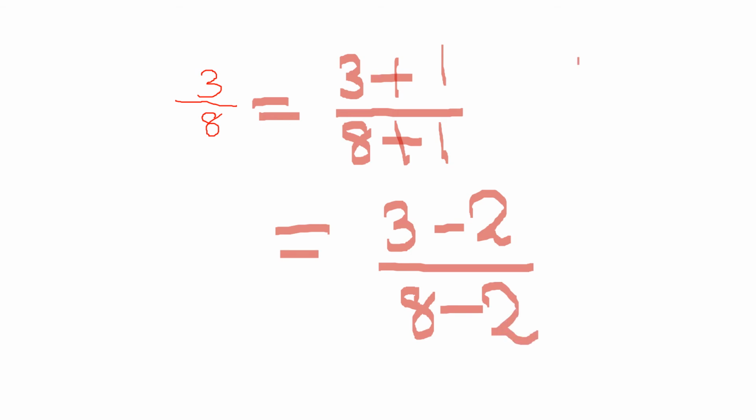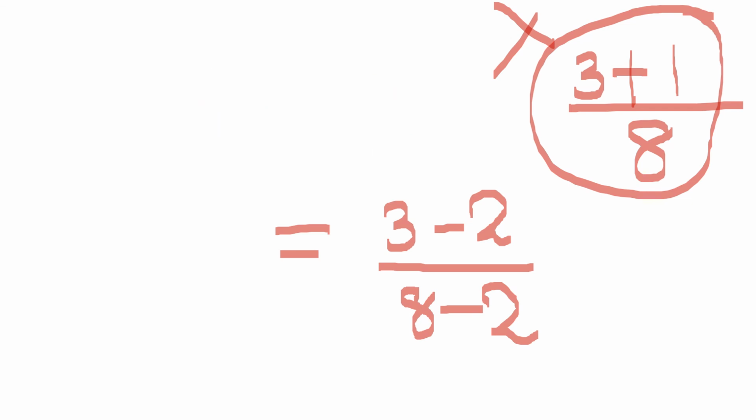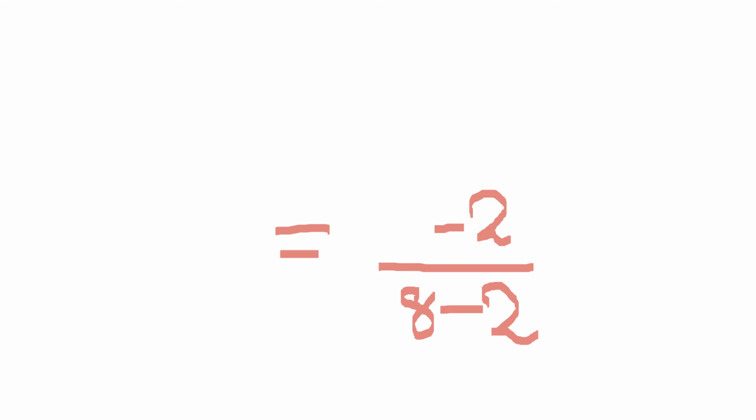So you can never do this. You add 1 to the numerator and you just leave the denominator as it is. No, this is completely wrong. You can never do that. Whenever you are working with a fraction, make sure that whatever you do to the numerator, you do it to the denominator also. And whatever you do to the denominator, you do it to the numerator also.